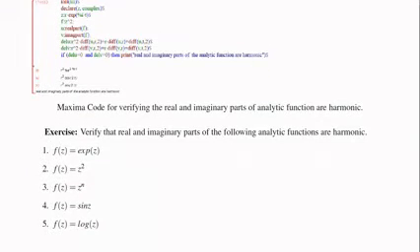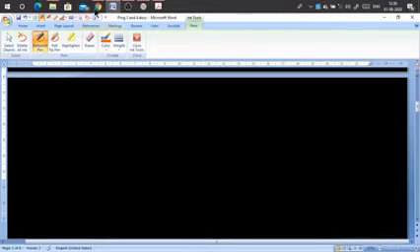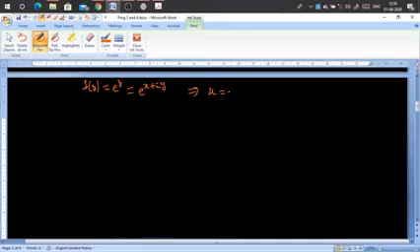So these are the functions that we are discussing. For each of these functions we are supposed to check whether the real and imaginary parts of the function are harmonic. For example, if we take f of z equals e power z, that is exp of z, then the first step will be to replace z by x plus iy, and separating the real and imaginary parts will give us u equals e power x cos y and v equals e power x into sin y.